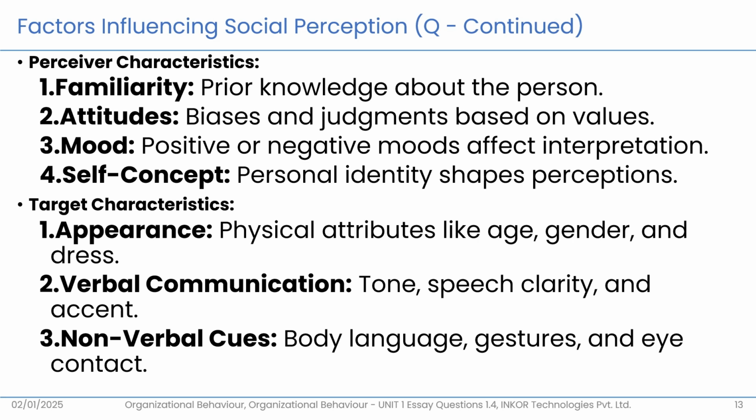Social perception is influenced by both the perceiver and the target. Familiarity and mood shape how we interpret others, while a target's appearance, communication style, and body language influence impressions. For instance, a confident tone and eye contact can create a positive impression during interviews.